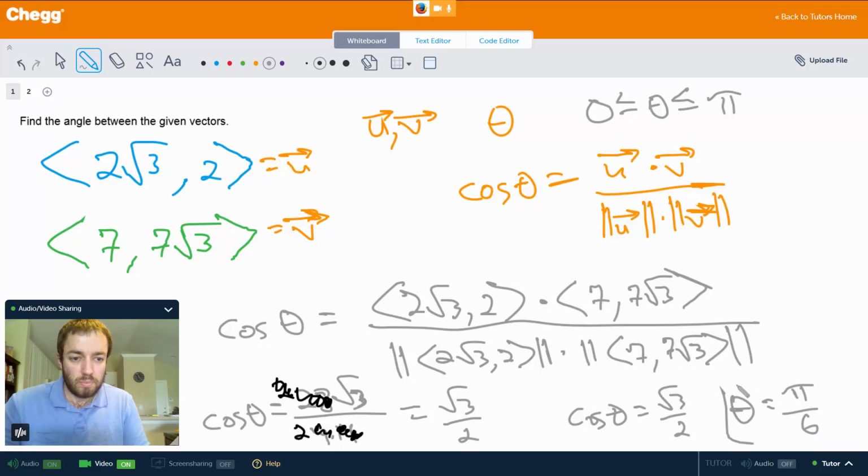All right? So the angle between these two vectors, 2 root 3 comma 2 and 7 comma 7 root 3, is exactly equal to pi over 6.